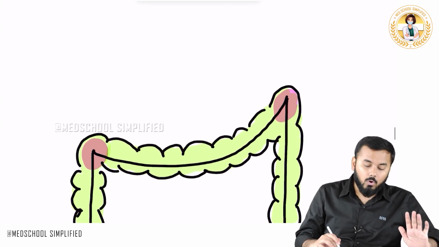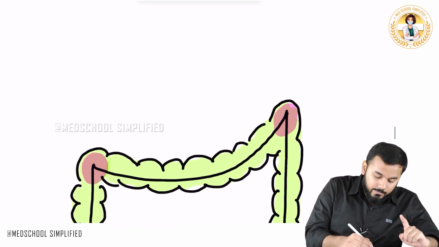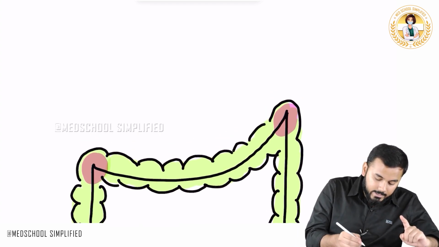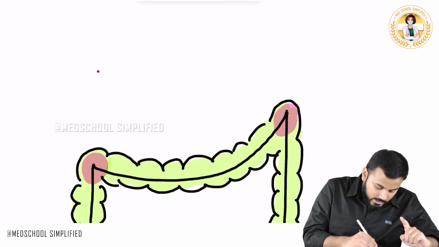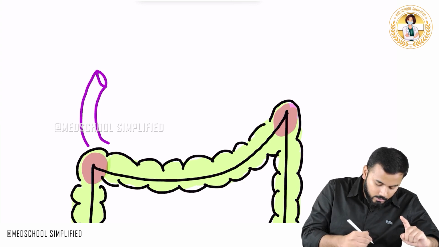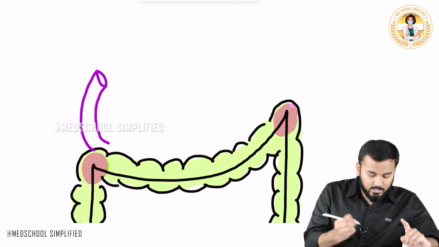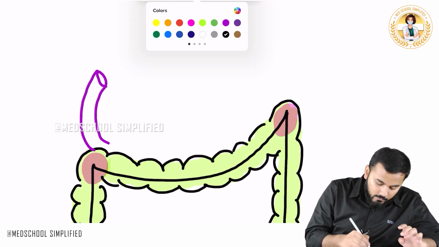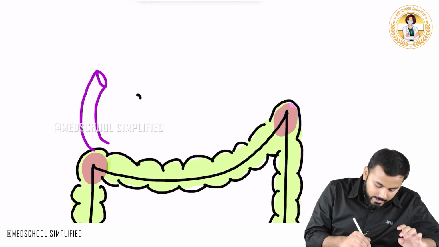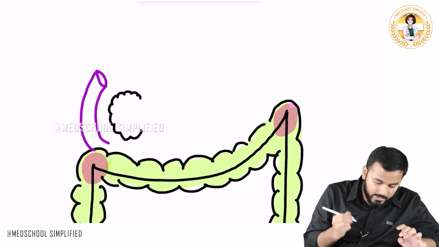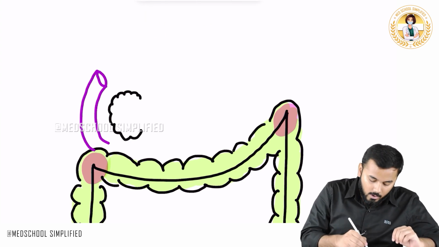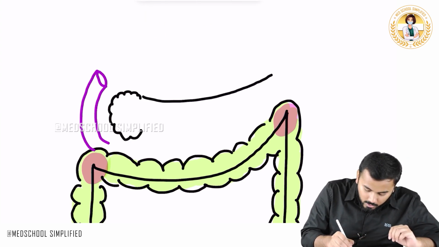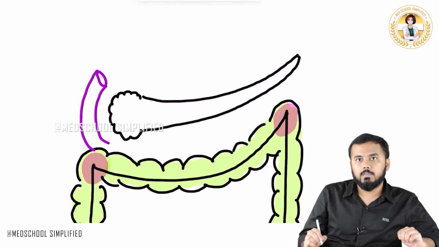Now all of you know one more important thing: exactly here you have got the duodenum. Let us say this is a C-shaped duodenum. This is the loop of the duodenum, and within the loop of the duodenum you have got your pancreas. So this is your pancreas like this, and it extends all the way till here.